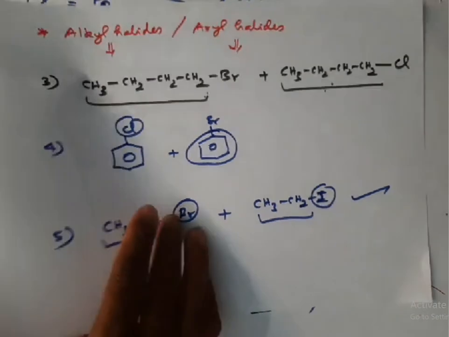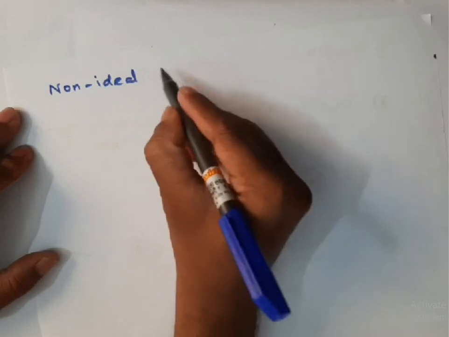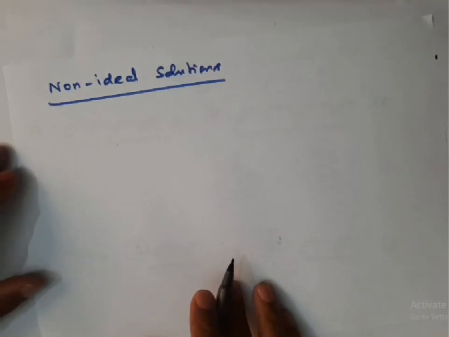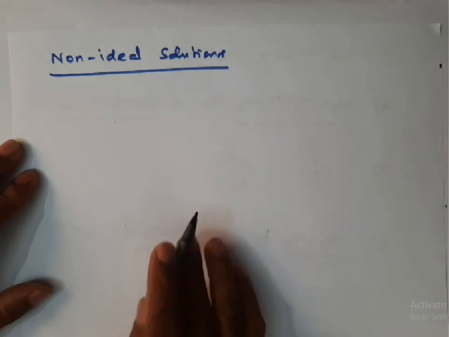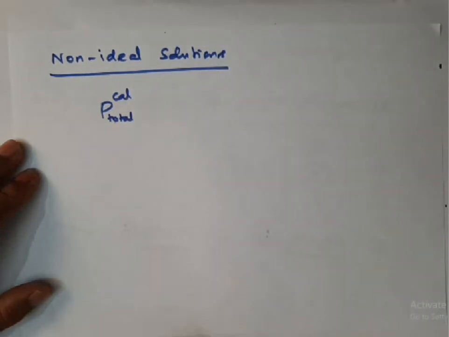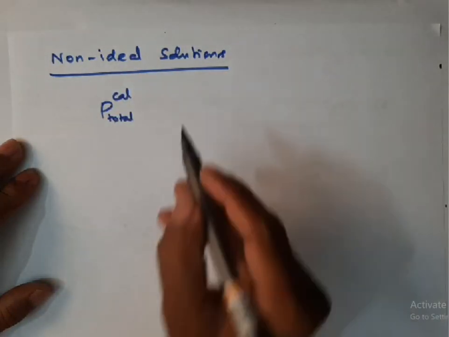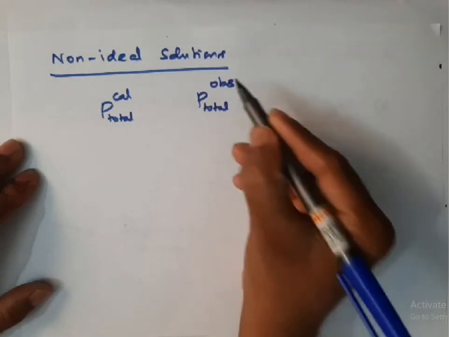Now let me go to the next one, called non-ideal solutions. I'll just introduce this, then I stop. Non-ideal solutions. What is a non-ideal solution? Very simple. If the theoretical total pressure, calculated means using Raoult's law, you calculate total pressure using Raoult's law, and you measure the total pressure through manometers or experiment, also called observed total pressure.